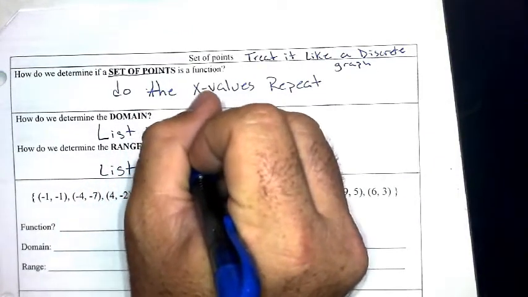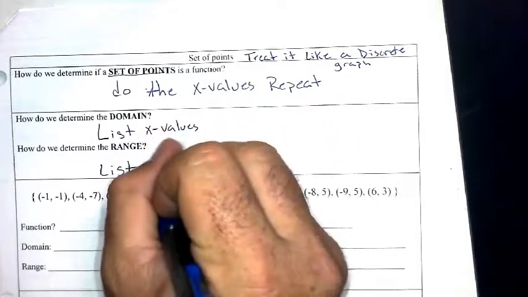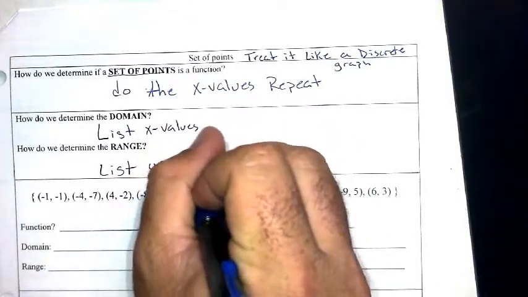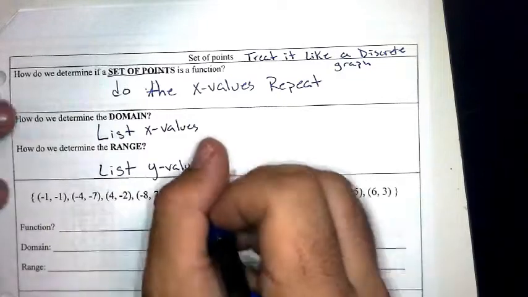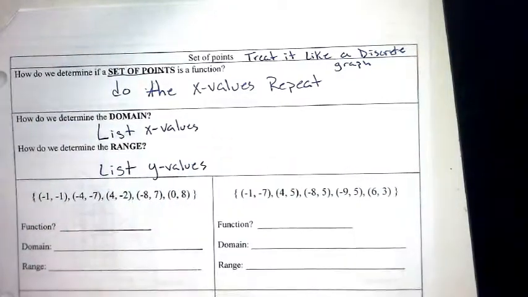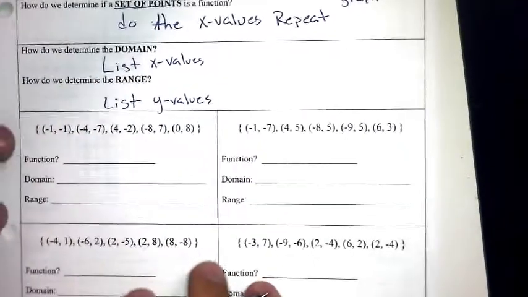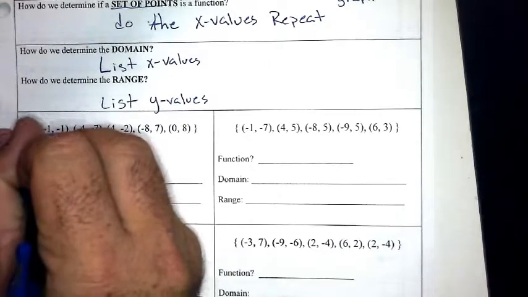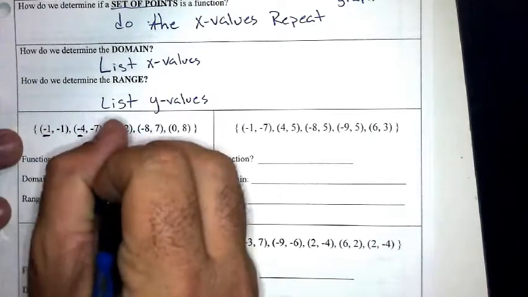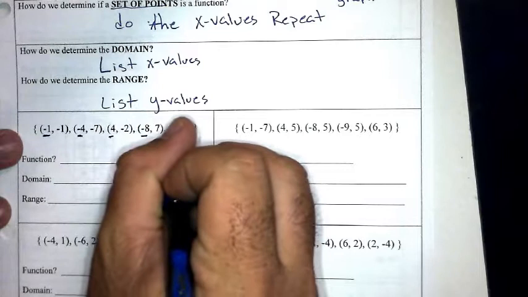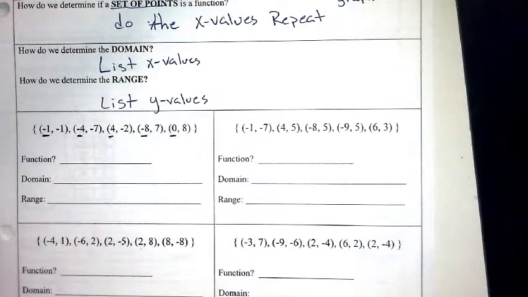Coach Kimball's strategy number 1. Take each ordered pair and underline each x value. And look at only the underlined parts. Looking at only the underlined parts. Do any of my x values repeat? No. So is this a function? Yes, because no x value repeats. All right?